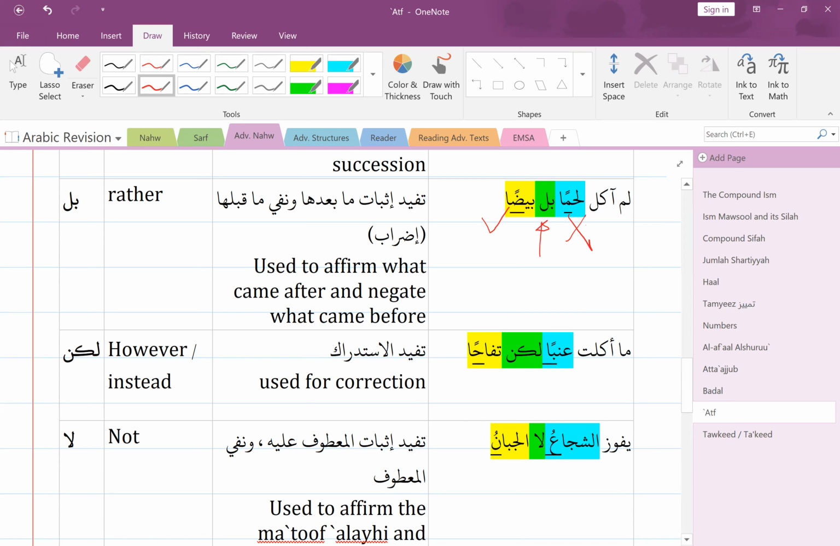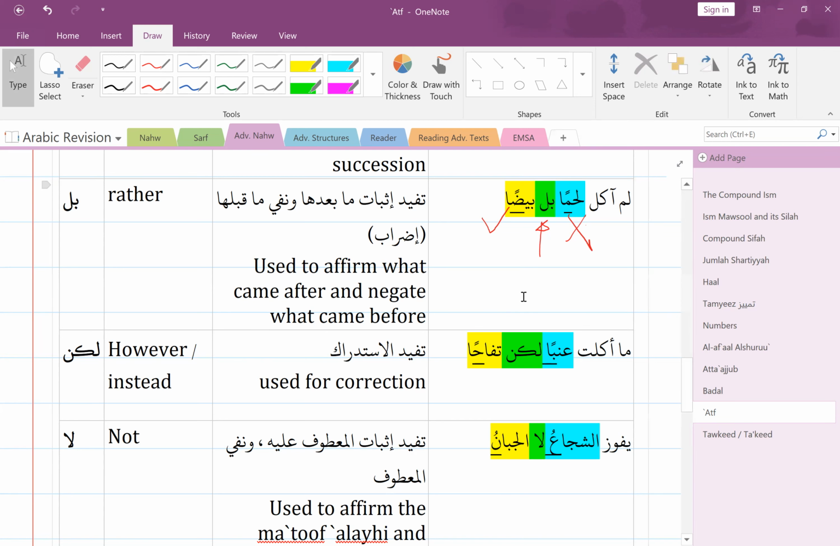So you can see bal is in the middle. So no to what comes before, and yes to what comes after. That is idrab. That is the concept of idrab. That is what bal actually does. And it's always going to come in a negative sentence in this case. So lam akul lahman bal baydan. I did not eat meat, rather an egg. I did not do this, rather this. So you can see how that comes.